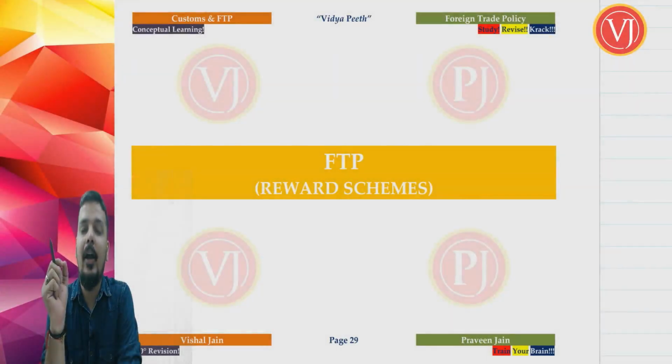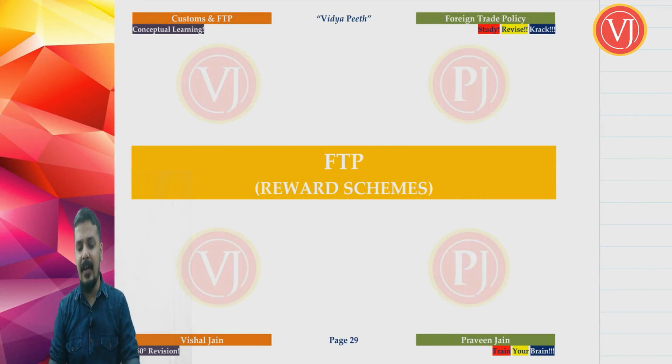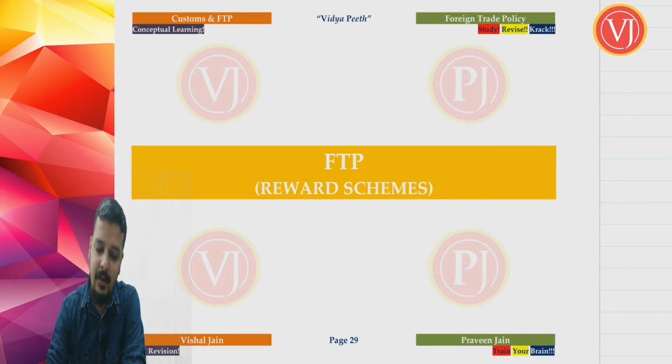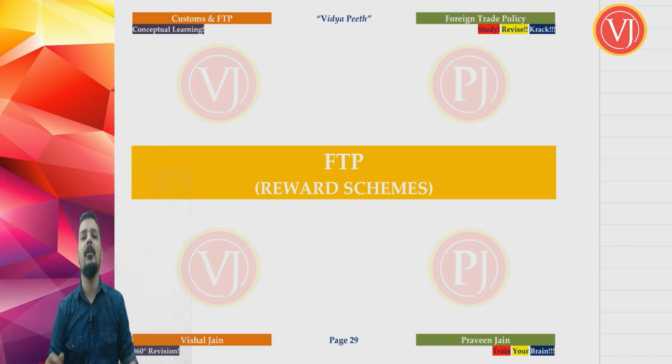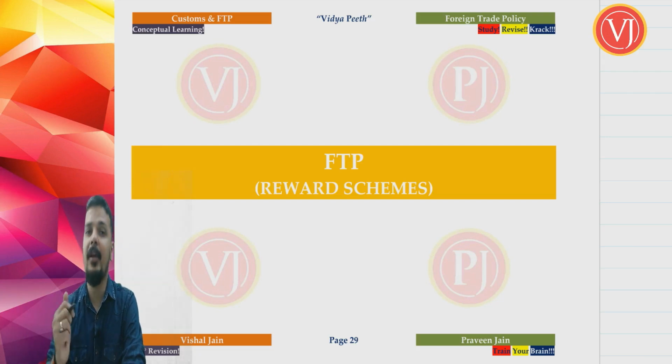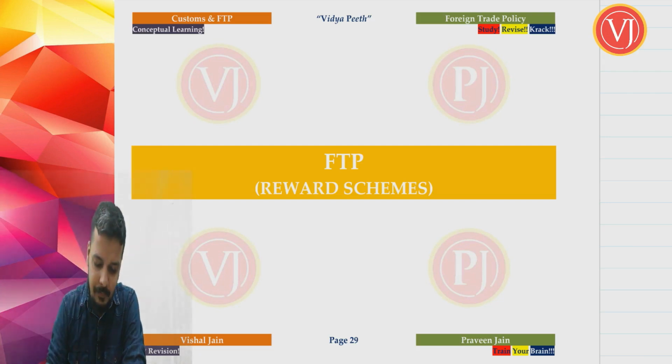Yes friends, now let us start discussing the next subtopic of your foreign trade policy, where we'll be focusing on your reward schemes, which is very important from your exam point of view, because you have practical questions, just like we have discussed your status holder category, 1 star, 2 star, 3 star, 4 star, 5 star export houses. This also has got numbers, and it is very important from your exam point of view also.